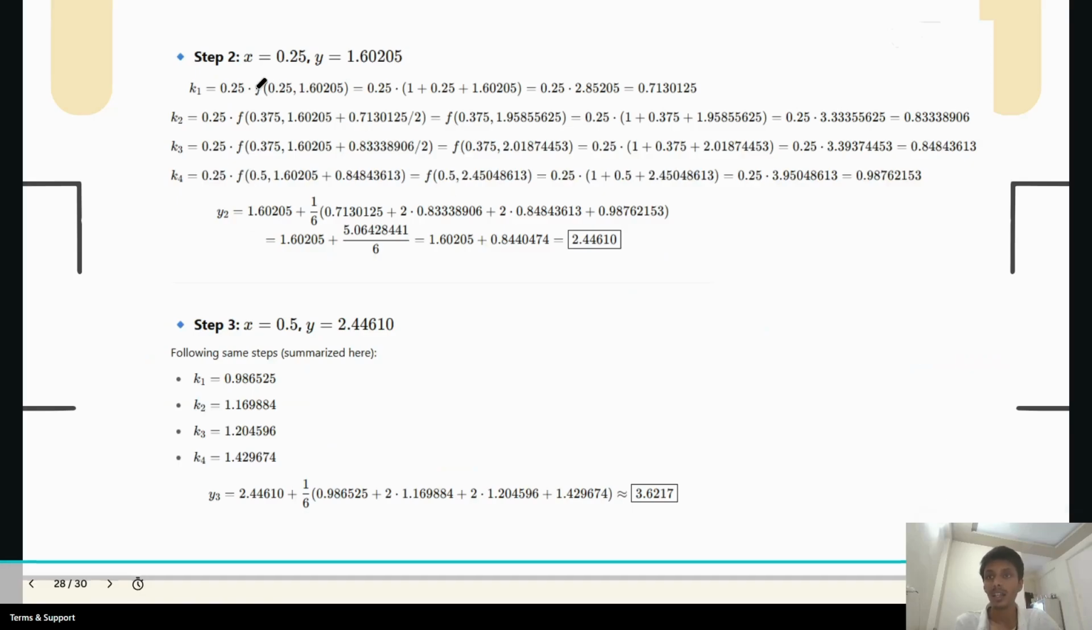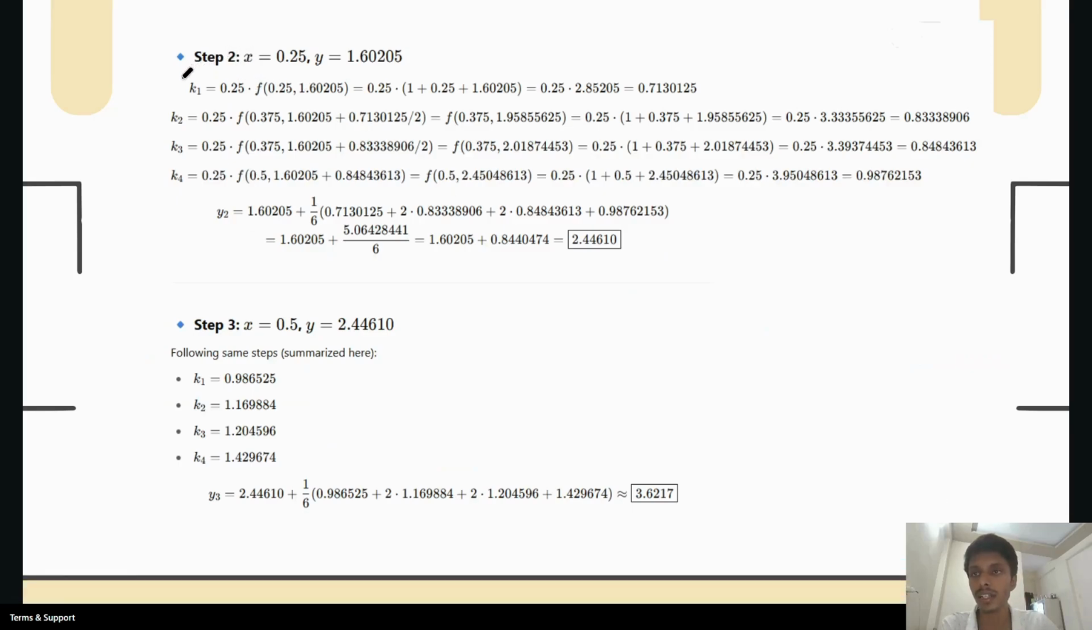We then repeat the same method. The value of K1 is 0.7130125, K2 is 0.83338906, K3 is 0.84843613, and K4 is 0.987625153. The value of y2 becomes 2.44610 using these K1, K2, K3, K4.